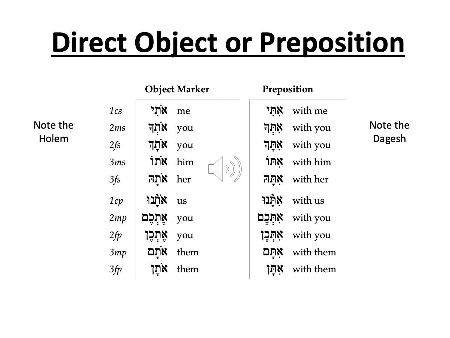One last pattern to mention. We have a direct object marker and a preposition with, both of which are aleph tav. However, the direct object marker, and remember that object starts with O, will have a holum as its vowel. So not iti, but oti. There is no dagesh in the direct object marker. The preposition, on the other hand, will not have a holum. In this case, it will have a hirik, but it will also have a dagesh in the last root letter, making the difference between the two forms fairly recognizable.